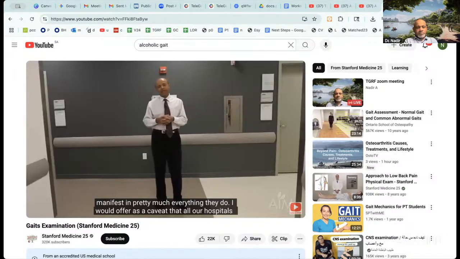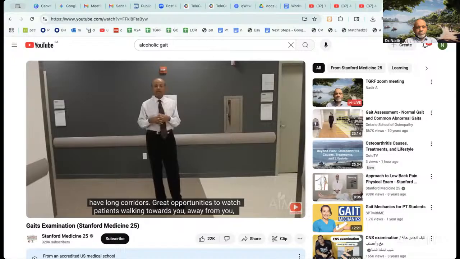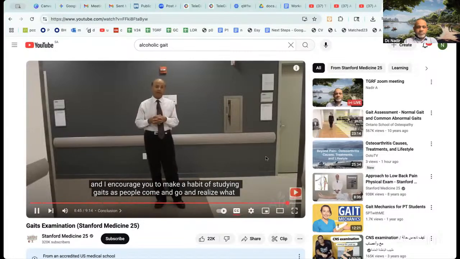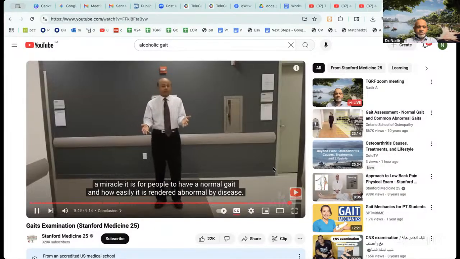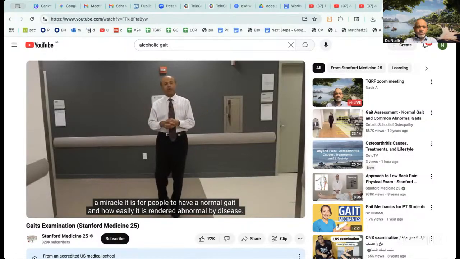I would offer as a caveat that all our hospitals have long corridors, great opportunities to watch patients walking towards you, away from you. And I encourage you to make a habit of studying gaits as people come and go and realize what a miracle it is for people to have a normal gait and how easily it is rendered abnormal by disease.